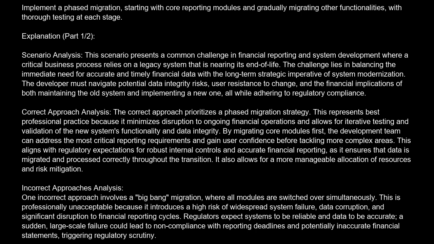Incorrect approaches analysis. One incorrect approach involves a Big Bang migration, where all modules are switched over simultaneously. This is professionally unacceptable because it introduces a high risk of widespread system failure, data corruption, and significant disruption to financial reporting cycles. Regulators expect systems to be reliable and data to be accurate. A sudden, large-scale failure could lead to non-compliance with reporting deadlines and potentially inaccurate financial statements, triggering regulatory scrutiny.